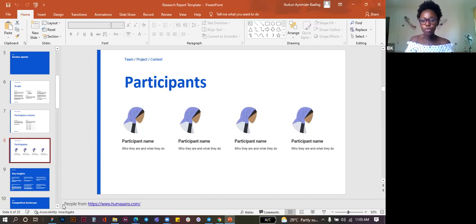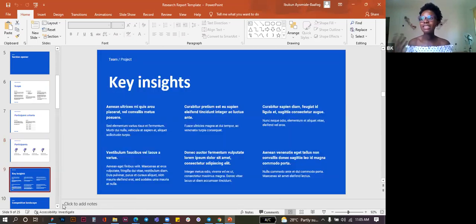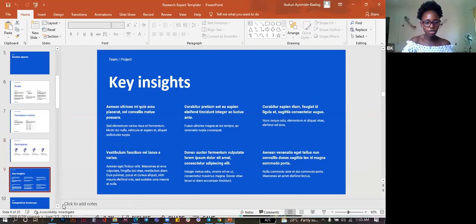Then from our research, we'll have insights. So for participants, if you have done interviews, you probably have like 3 to 5 people. From here, you can have the participant name and what they do. Then key insights, the things that you got from your research.